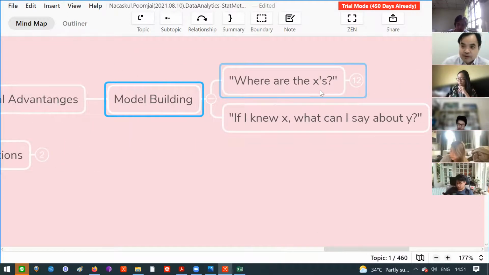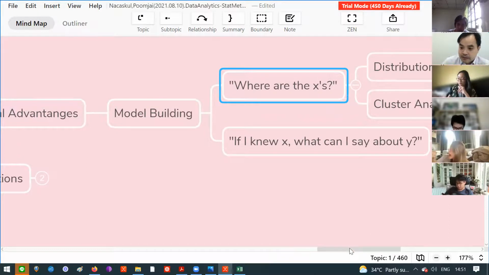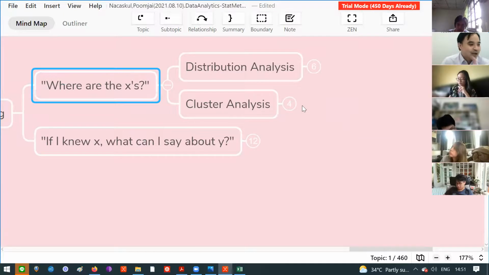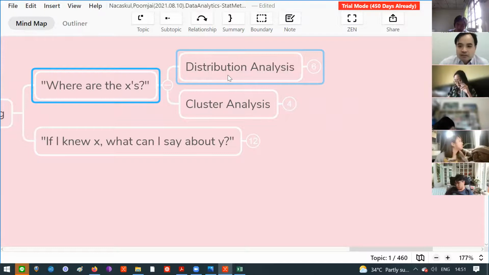So that's what a model does. Now I'm just going to give you a name here. This is sort of a preview of where we're going. Where are the X's? If you're talking about distribution analysis, like how tall are people? When do people die?